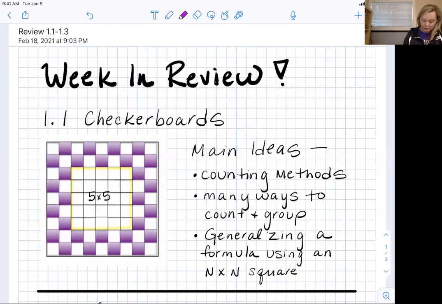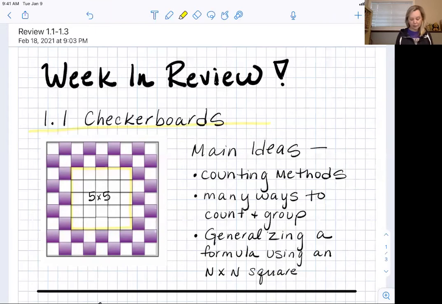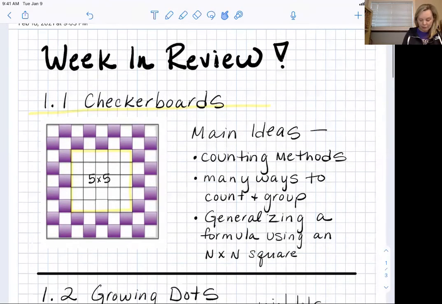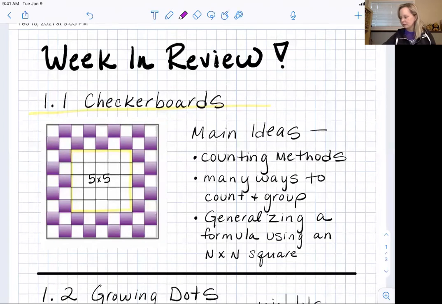So you can see here that we started in a lesson called checkerboards. Now, the idea behind the checkerboards was that there was an empty space in the middle. You can see that yellow outline square in the middle of that checkerboard. And the idea behind this one was that we were looking for a quick and efficient way to count these colored tiles. Now, we had all kinds of counting methods, right? You came up with a lot of them in class. That was really neat to see.